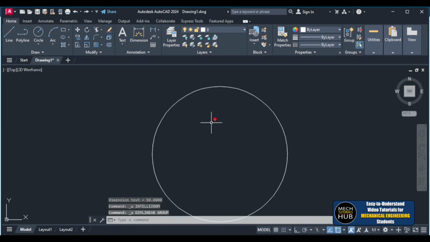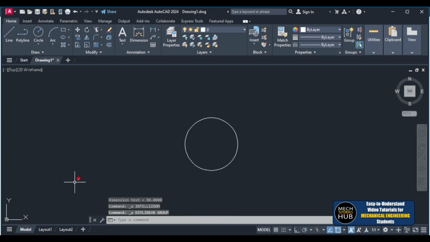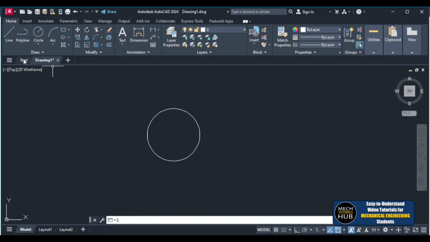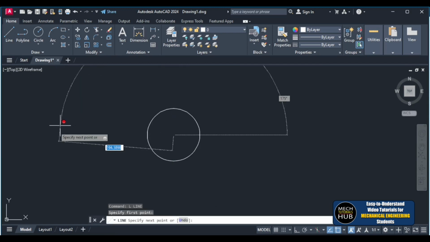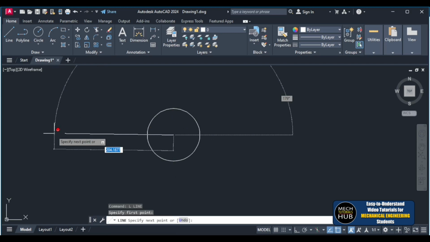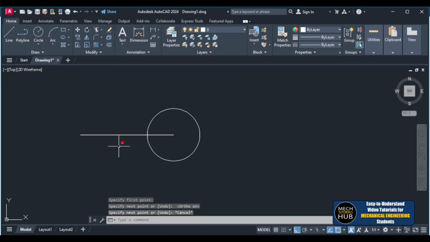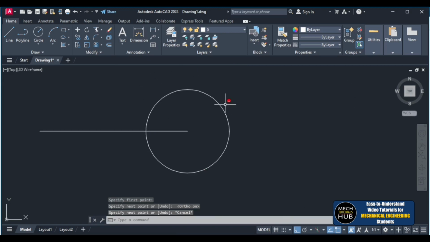Then what I do? Let us consider this circle. Then again I'll redraw the line. L enter. I'll start from the center up to some infinite distance. F8 to turn on the ortho. Then the line becomes straight. This is the directing circle over which the generating circle will travel. Accordingly, it will trace the curve with respect to the reference point P.